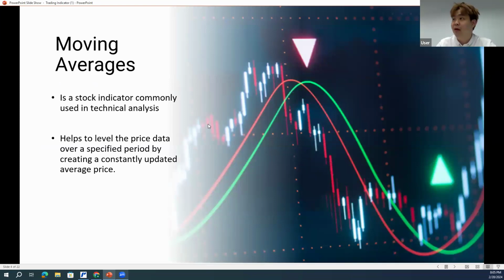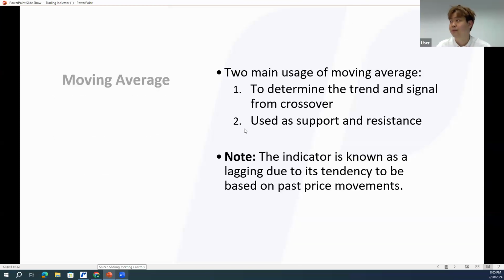Moving average seems like a very confusing thing, but it's actually not that difficult. Moving average is used to smooth the price data over a specified period by creating a constantly updated average price. To put it in simple terms, moving average is just considering the average historical price movement. For example, the 12 moving average calculates the average price of the previous 12 candlesticks. Later, I will help you understand more about the moving average.